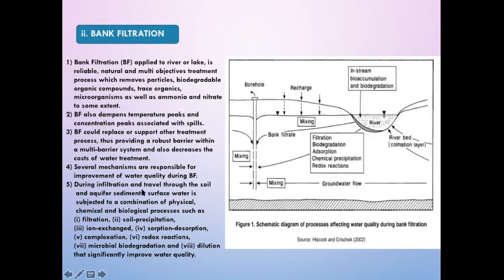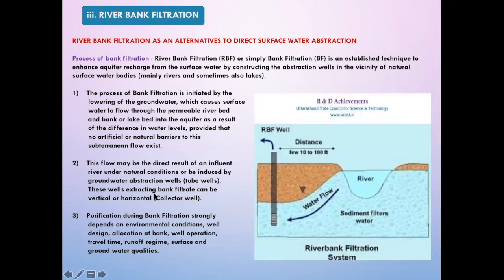During infiltration and travel through the soil and aquifer sediments, surface water is subjected to a combination of physical, chemical, and biological processes such as filtration, soil precipitation, ion exchange, sorption, desorption, complexation, redox reaction, microbial biodegradation, and dilution that significantly improves water quality. So this is the third method, the last one, which is the upgraded version of bank filtration, which is river bank filtration, RBF.